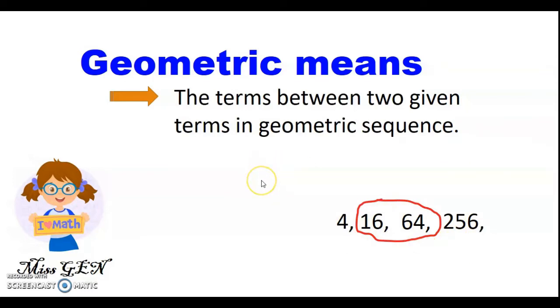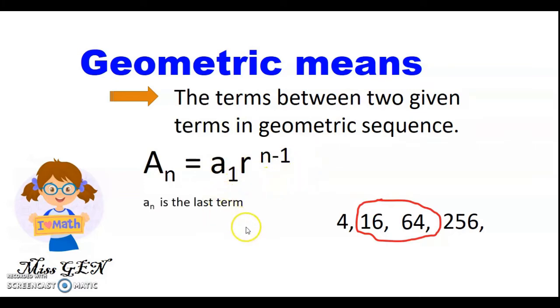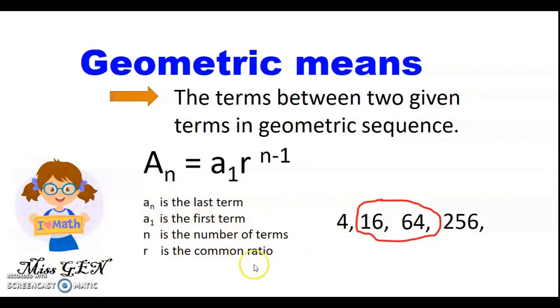To determine the geometric means, we will be using our formula for a geometric sequence. Please watch my previous video about geometric sequence. Our formula for geometric sequence is a sub n equals a sub 1 times r raised to the power of n minus 1, where a sub n is the last term, a sub 1 is the first term, n is the number of terms, and r is the common ratio.